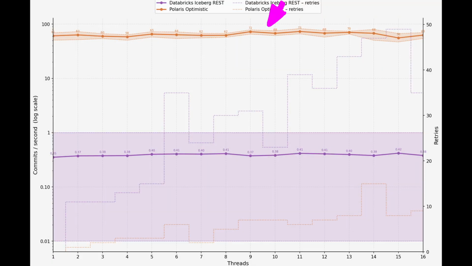And the numbers look like this. For reasons that will soon become obvious, I've now had to switch to a logarithmic plot of the commits per second. This is the same Polaris data we have in the orange graph. We can't see the fluctuations as much because of the logarithmic scale. And at the bottom, we have Databricks. And as you can see, the Databricks REST protocol manages to commit somewhere around the rate of maybe 40 commits per minute, compared to the around 60 commits per second that we get out of the Apache Polaris setup.